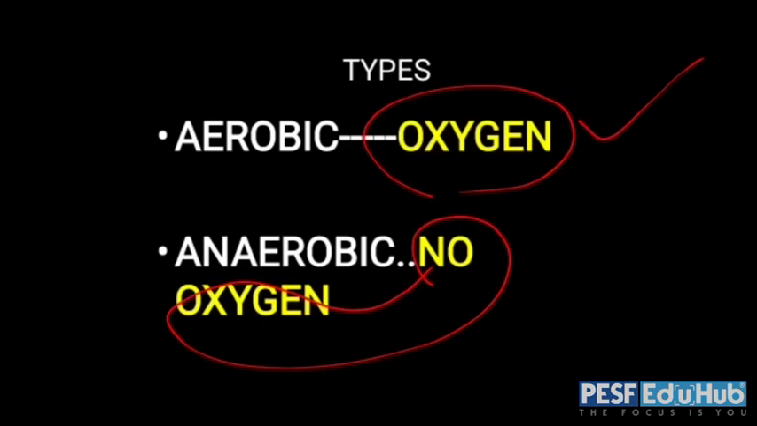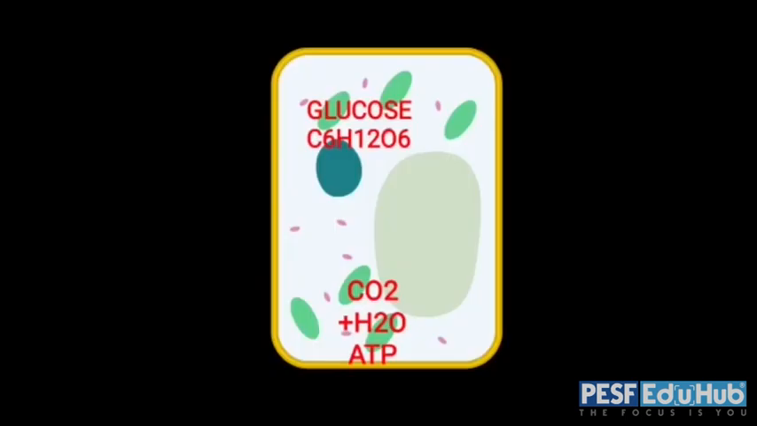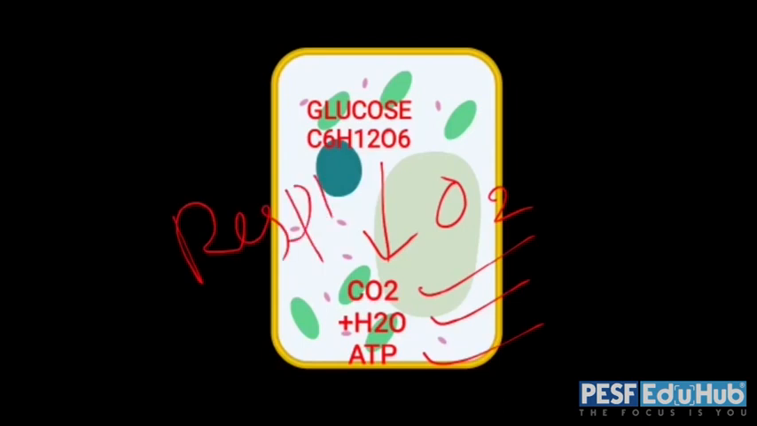Let us see some examples. Here, this is a cell. Inside a cell, glucose undergoes oxidation in the presence of oxygen and releases carbon dioxide, water and ATP. This process is called respiration, a process of breaking down of food molecules. Here we utilize oxygen, therefore this respiration is called aerobic respiration. Glucose, carbon dioxide, water, ATP.